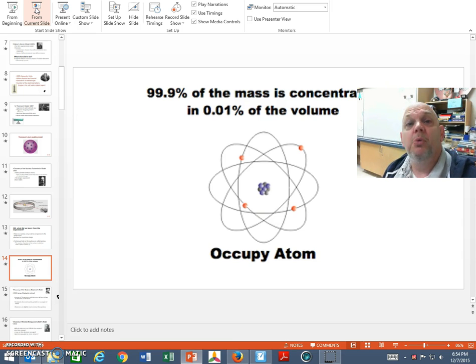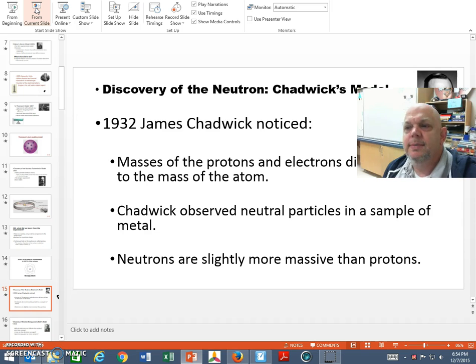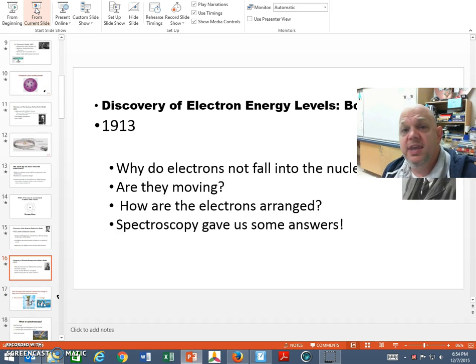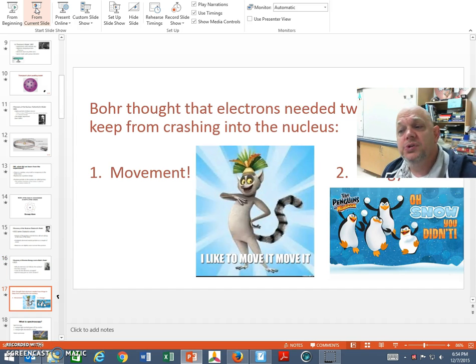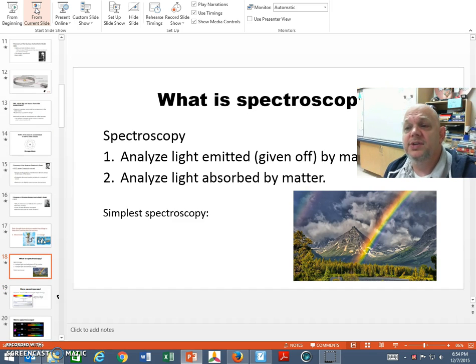Understand that the atom is very tiny, and most of the atom's volume is taken up by empty space. Chadwick discovered the neutron. What is the importance of neutrons? We talked about Bohr's model, and what it is that Bohr suspected. He suspected several things.